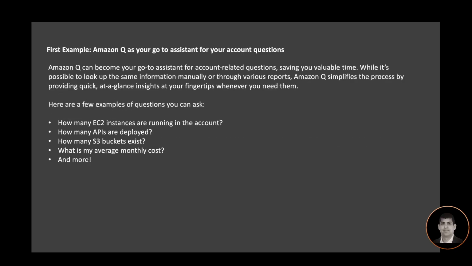Let's look at the first example, which is an account related question. Amazon Q can become your go-to assistant for account related questions and can save you valuable time. You can get the same information through other reports. You can log into the console, look at your buckets, your API Gateway, and other resources. But Amazon Q simplifies the process by providing quick, at-a-glance insight at your fingertips whenever you need them.